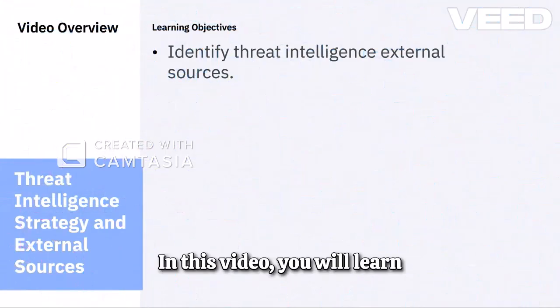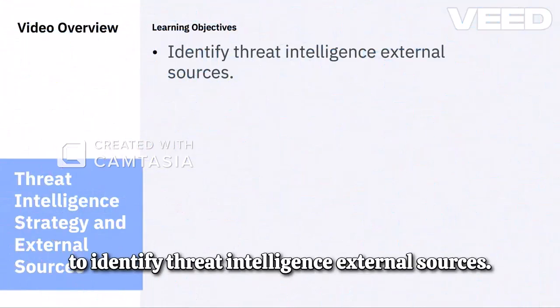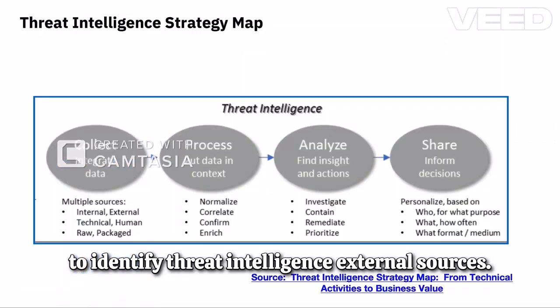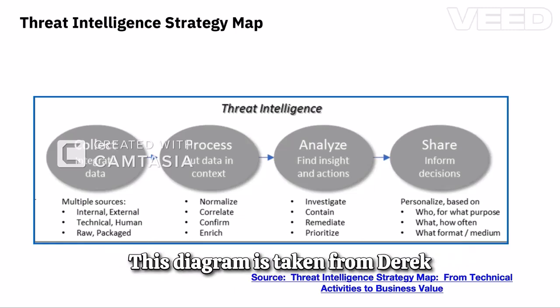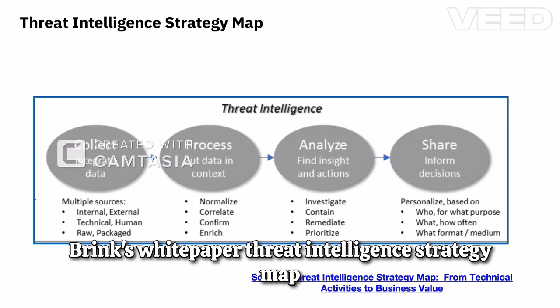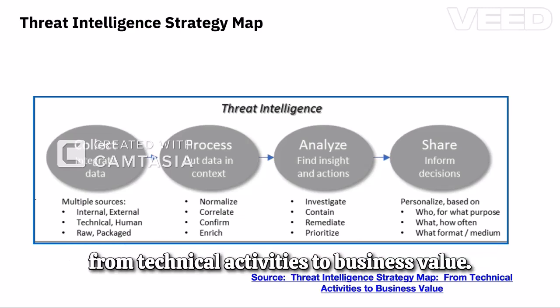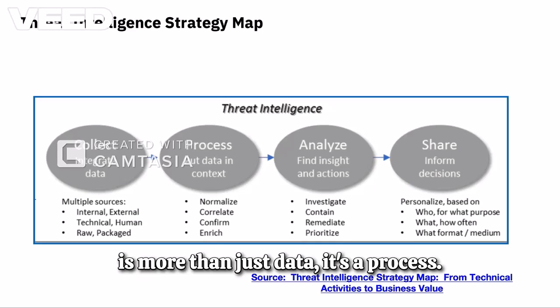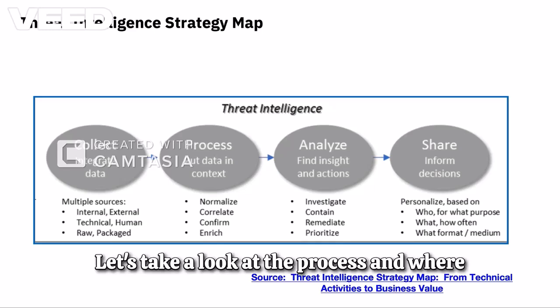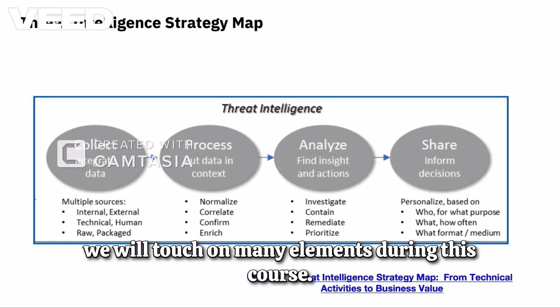In this video, you will learn to identify threat intelligence external sources. Let's take a look at how organizations can use threat intelligence strategically. This diagram is taken from Derek Brink's white paper, Threat Intelligence Strategy Map from Technical Activities to Business Value. Derek uses this diagram to describe that threat intelligence is more than just data, it's a process. Let's take a look at the process and where we will touch on many elements during this course.